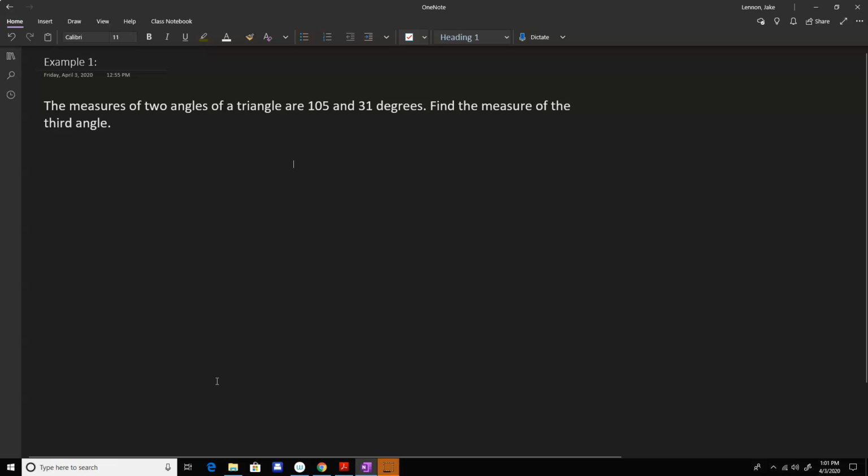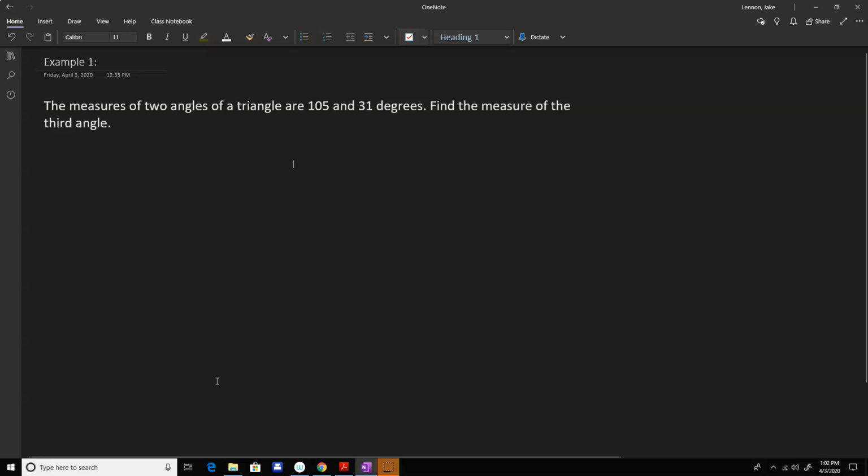Hello everyone, this is Dr. Lennon, and we are going to do a few examples with some triangles and rectangles today, just some basic geometry concepts involving Pythagorean Theorem, area and perimeter. So let's jump right in and look at this first example.